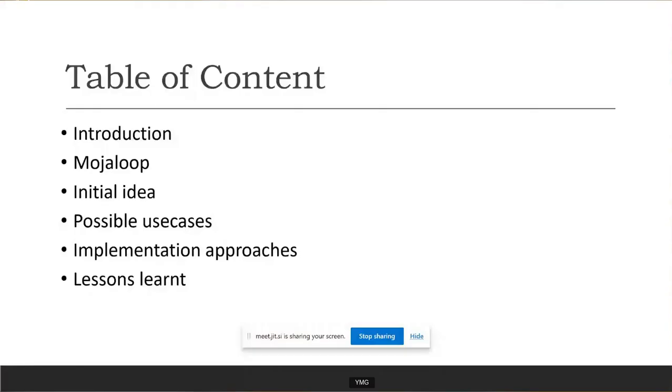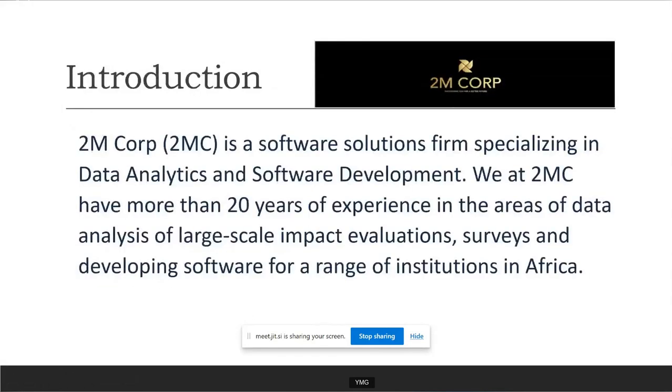So, briefly, we'll just talk about the work we've been doing with openIMIS and the integration between openIMIS and MojaLoop. So briefly, I'll just introduce 2M Corp. It might be new to some people, but 2M Corp is just a software solution firm. We specialize mainly in software development and data analytics. But our introduction to openIMIS started with the older version of openIMIS when we had to adapt that to a cash disbursement application. That's how we got introduced to openIMIS.